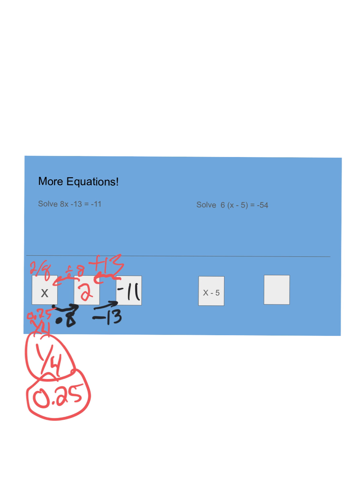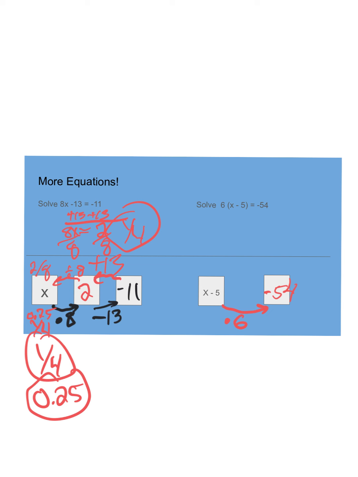All right, algebraically, I would look at this and I would say, well, how do I get rid of a minus 13? Sorry about that mistake. I would add 13. Well, negative 11 plus 13 is still 2. How would I get rid of multiply 8? I would divide 8, and 2 divided by 8 is 1/4, which is 0.25. I got the same answer.